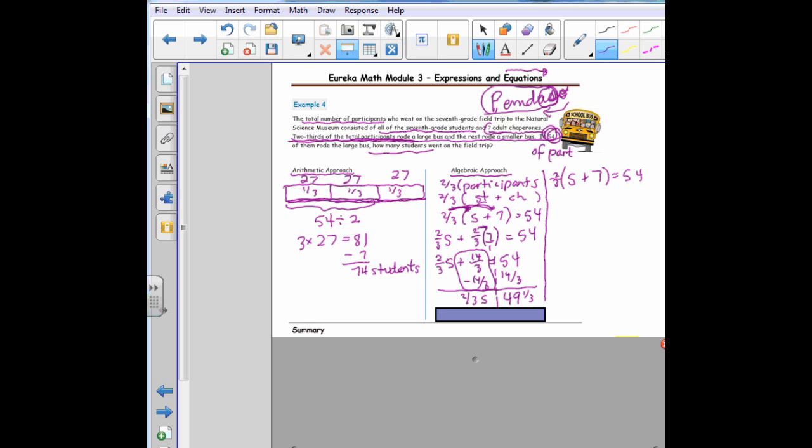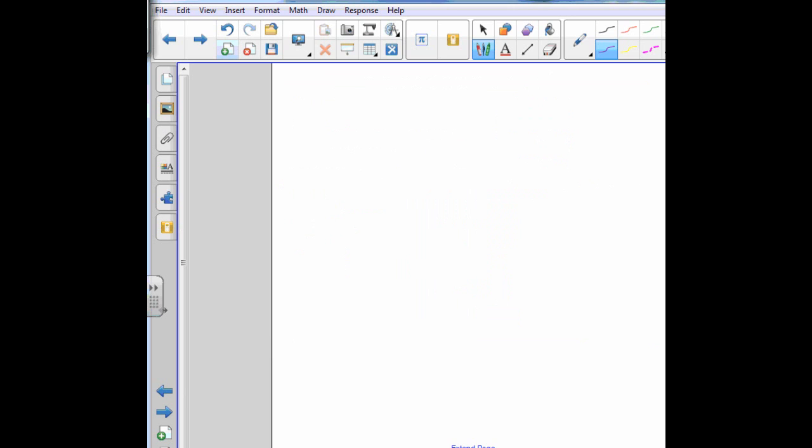Next, we have 2/3 times S. The opposite of multiplying is dividing. So we're going to divide both sides by 2/3. Remember, when you divide by a fraction, you are actually multiplying by the reciprocal. So I'm just going to take this and show you on a different page what that would look like. We'll come back to that page.